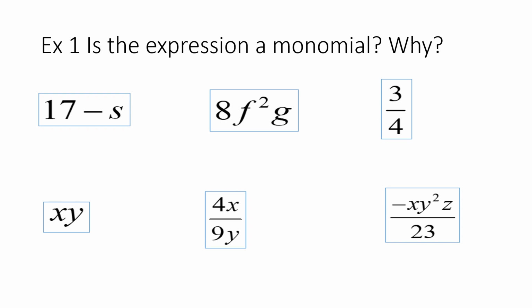And then negative xy squared over c and 23. These are also monomials, but also rational expressions.